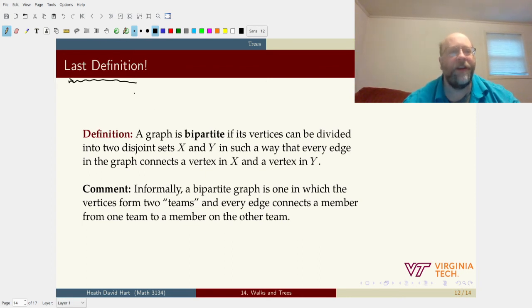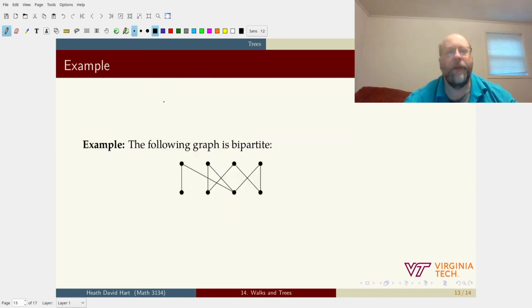Our last definition for today. Yay, last definition. A graph is bipartite if we can divide its vertices into two disjoint sets, X and Y, in such a way that every edge in the graph connects a vertex in X and a vertex in Y. If we think of this informally, the vertices form two teams, and every edge connects a member from one team to a member of the other team.